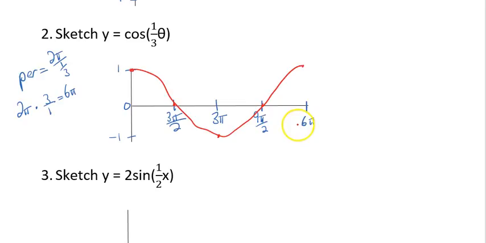Now I want you to think about what has happened here. This graph is going all the way to 6 pi.